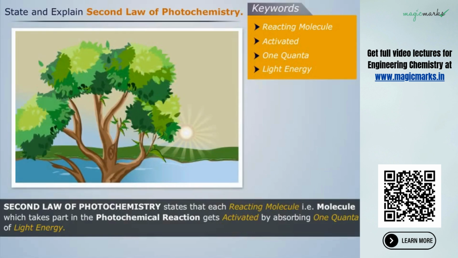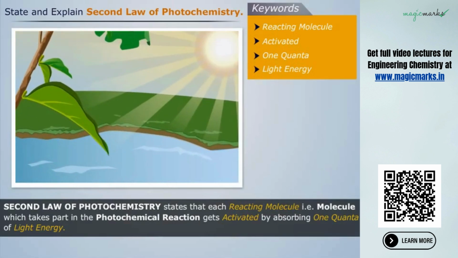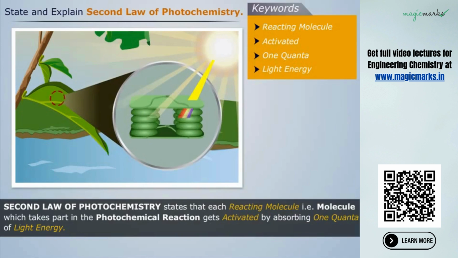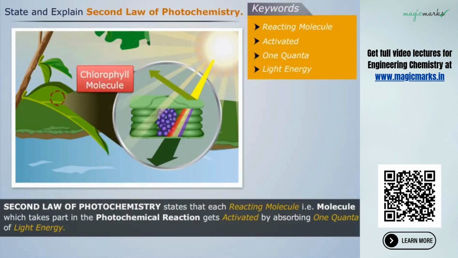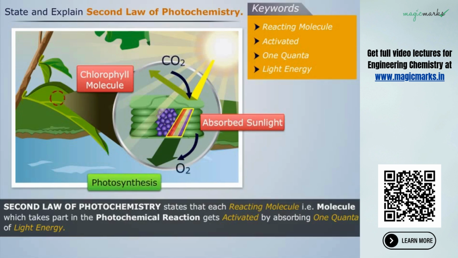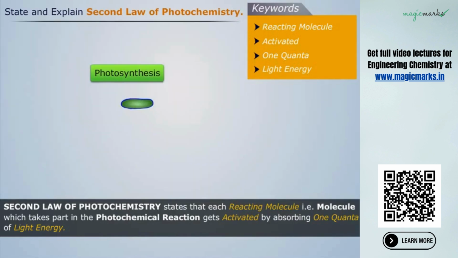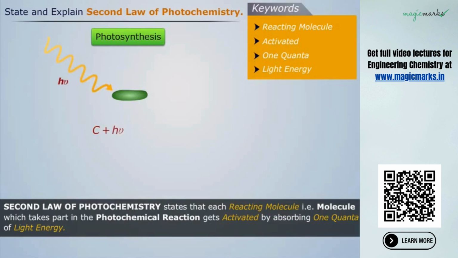Let's consider leaves of a tree on which sun rays are falling directly. These leaves consist of chlorophyll molecules which absorb sunlight and use its energy to synthesize carbohydrates from carbon dioxide and water. And this photochemical reaction is known as photosynthesis. According to this law, each chlorophyll molecule absorbs one quanta of light energy to get excited and induce photochemical reaction of photosynthesis.